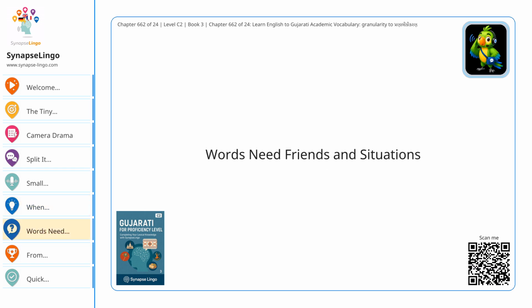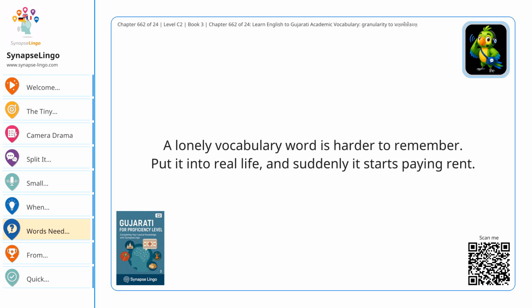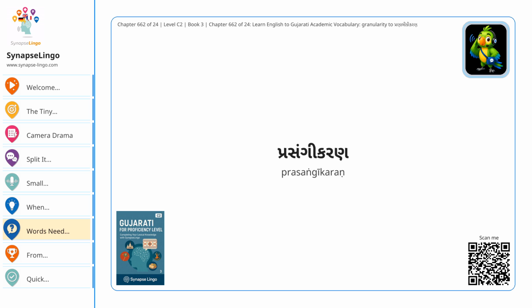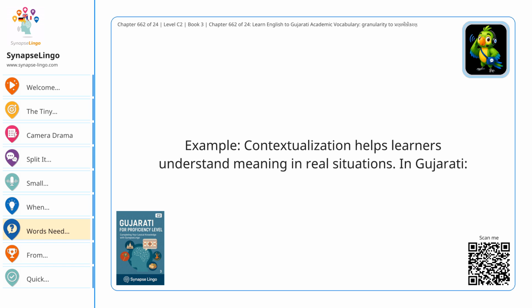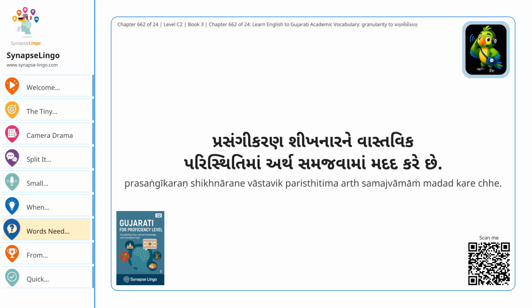Words need friends and situations. A lonely vocabulary word is harder to remember. Put it into real life, and suddenly it starts paying rent. Contextualization is પ્રસંગીકરણ. It means placing a word or idea into context so it becomes easier to understand. Example: contextualization helps learners understand meaning in real situations. In Gujarati: પ્રસંગીકરણ શીખનારને વાસ્તવિક પરિસ્થિતિમાં અર્થ સમજવામાં મદદ કરે છે.